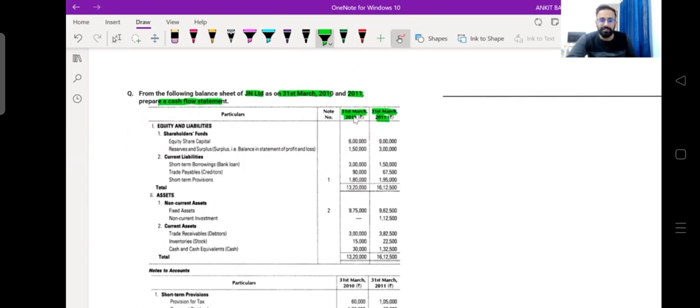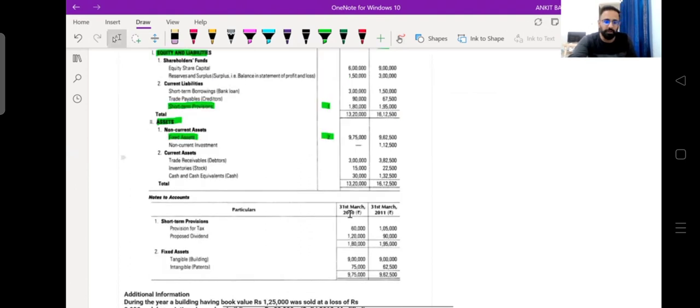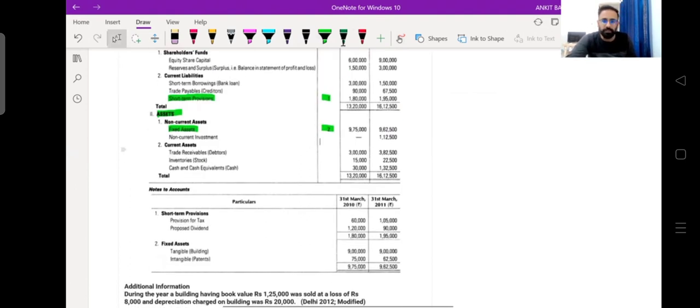You have to see that this time they have given the previous year's date first, and after that they are giving the current year's date, right? And equity and liabilities are given, then assets are given, that is current assets and non-current assets. Now for short-term provisions, they have given a note, and also for fixed assets, they have given the note. So what note have they given here? For short-term provisions, there are two items: one is provision for taxation and second is proposed dividend. And in fixed assets, there are two items, that is tangible assets and intangible assets, that is patents.